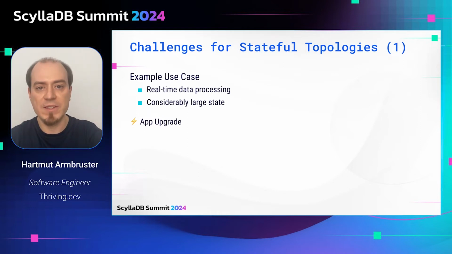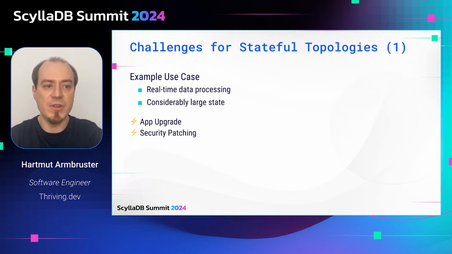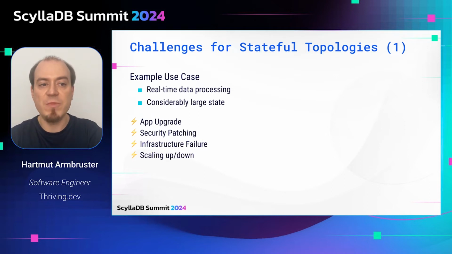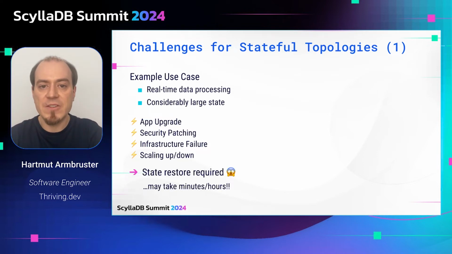and roll out new releases. You need to do security patching to fix CVEs on your application, like the container base image or the infrastructure itself, where the application is running on. Infrastructure also fails, where you need to recover, or you simply want to scale up or down your running application. In such scenarios, a state restore may be required and triggered.